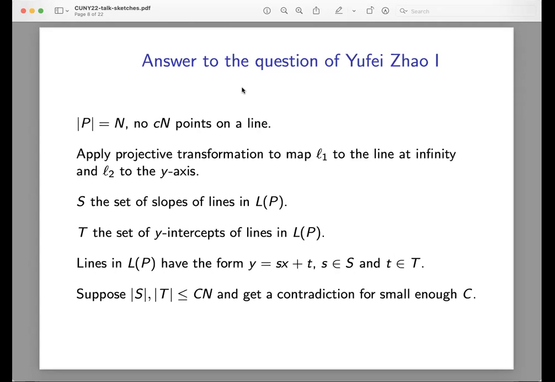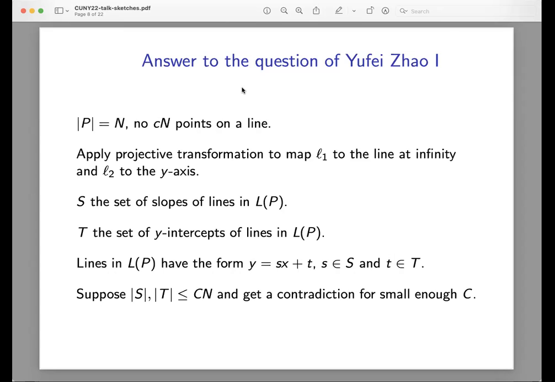So again, I do some transformation just to make things easy, and I take L1 to be the line at infinity and L2 to be the y-axis. Then basically the intersection of LP with the first line is the set of slopes. I call this capital S. The intersection of LP with the second one is capital T, the set of y-intercepts. So this means that the lines in LP have the form y equals sx plus t, where little s is in big S, little t is in big T. Okay, so I have somehow these lines.